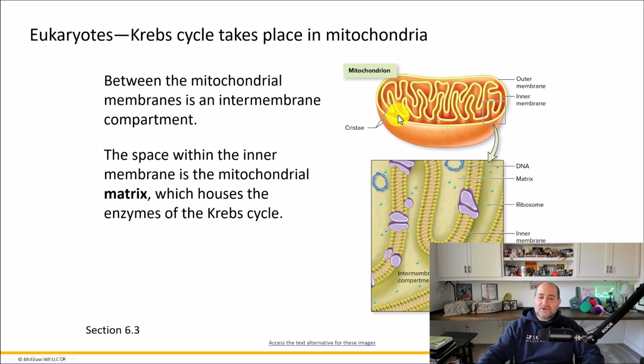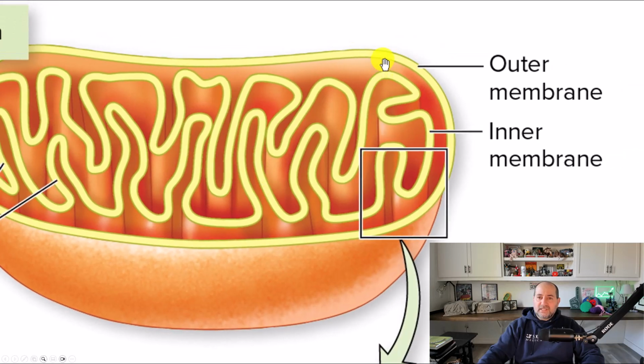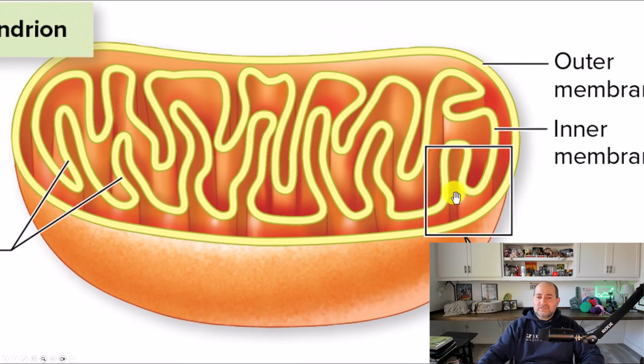And do you guys recall that the fluid in the center of the mitochondria is called the matrix? So if we take a close look here, you have the outer membrane that's smooth, the inner membrane that's convoluted. This here is called the intermembrane space. That's the space between the two membranes. And the space in the very center is called the matrix.